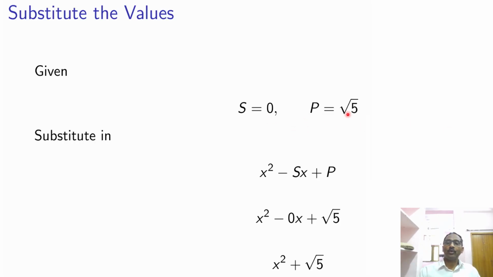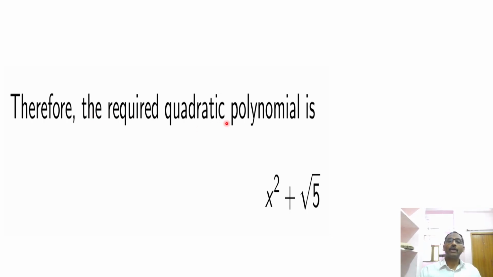S equals 0, p equals root 5. Substitute in x square minus sx plus p. So x square minus 0x plus root 5. So what are you getting? 0 into x is 0, so this term becomes 0. What terms are left? x square and root 5. These two terms are left. So I am writing here x square plus root 5. This is the required quadratic polynomial. Therefore, the required quadratic polynomial is x square plus root 5.